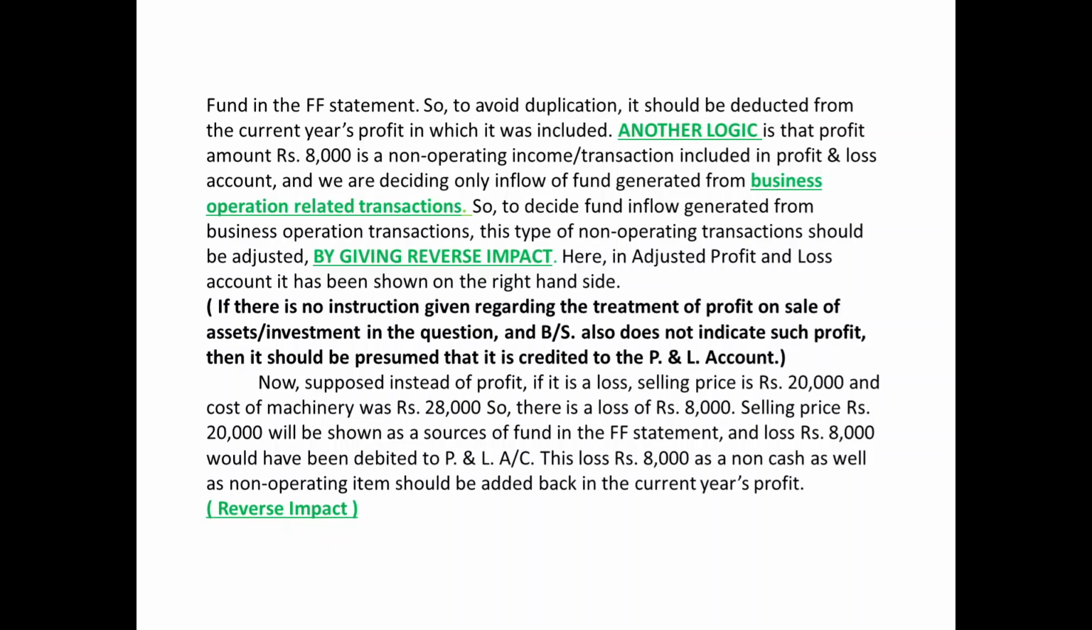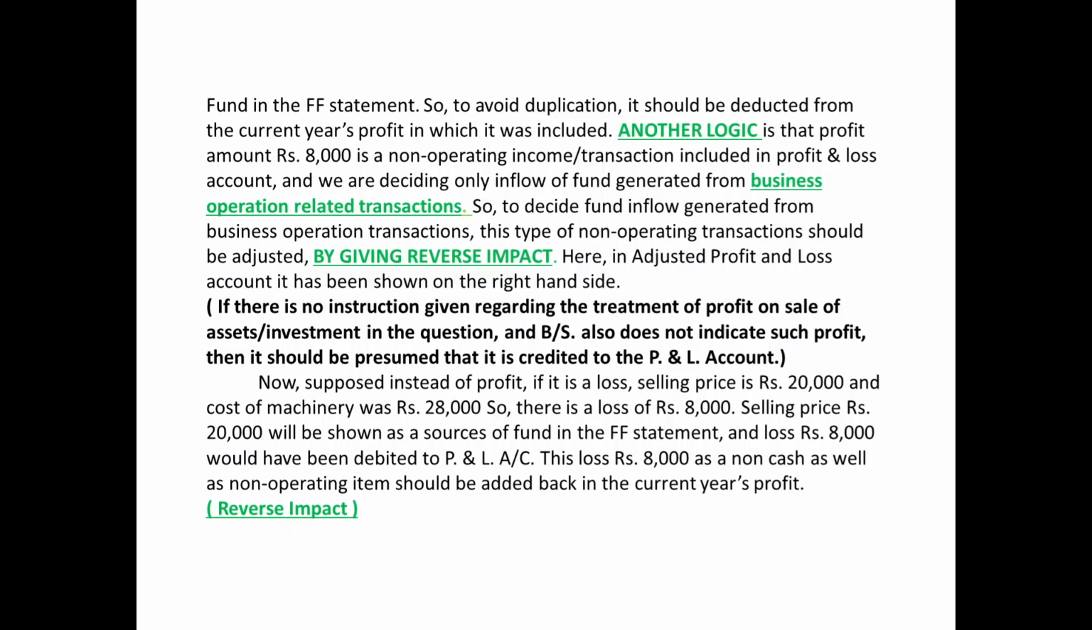Now, this loss rupees 8,000, as a non-cash item as well as a non-operating item, should be added back in the current year's profit. From the final account preparation point of view, company was right. It had debited that rupees 8,000 as a loss to the profit and loss account. By doing that, company had reduced the profit of the year, but the nature is non-cash. Loss does not happen in cash. It's a non-cash item. It's a non-operating item also.